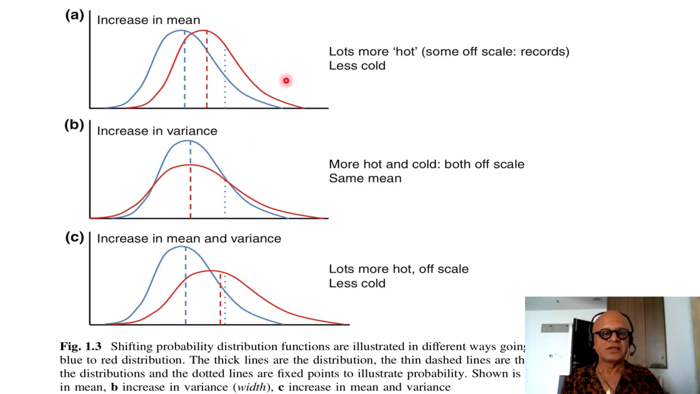So they start by looking at shifting probability in terms of introducing climate models. Shifting probability distribution functions are illustrated in different ways, going from the blue to the red distribution.